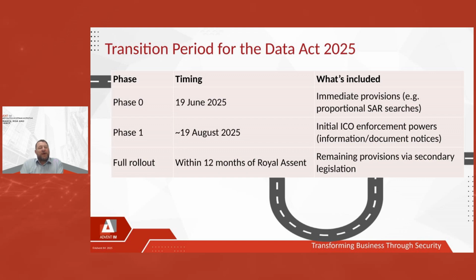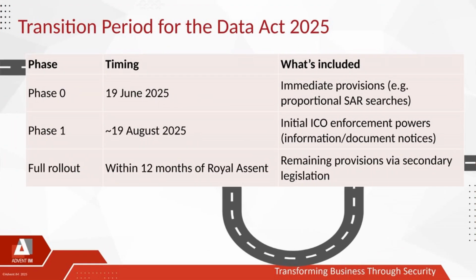So, what happens after royal assent? Well, immediately we are in a position whereby some of those changes can be actioned straight away. Immediately the provisions around proportional SAR searches, the ability to reject SARs on the basis of them being excessive or being able to reject them because of large numbers of repeat SARs, those provisions have come into effect immediately. And so we can start to introduce those changes to the benefit of our organisation straight away. More on that later.